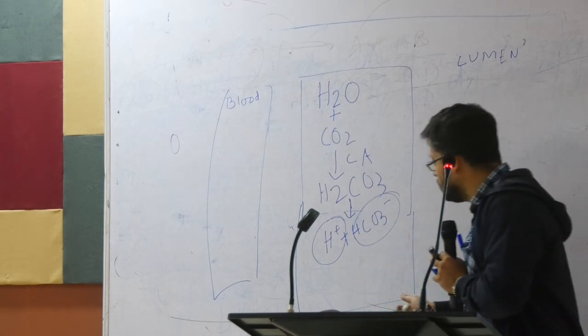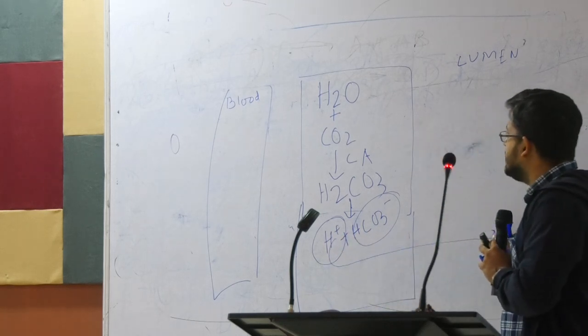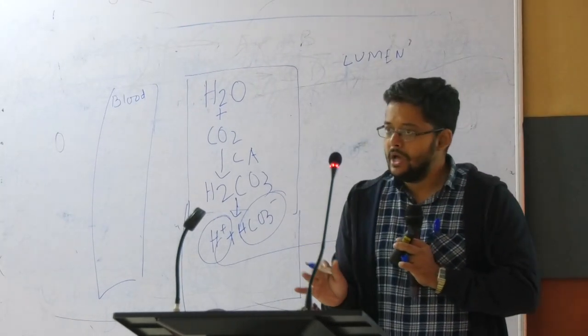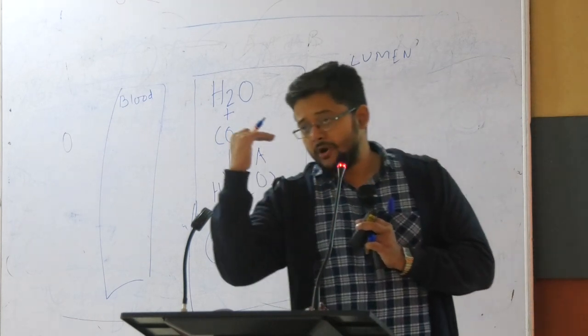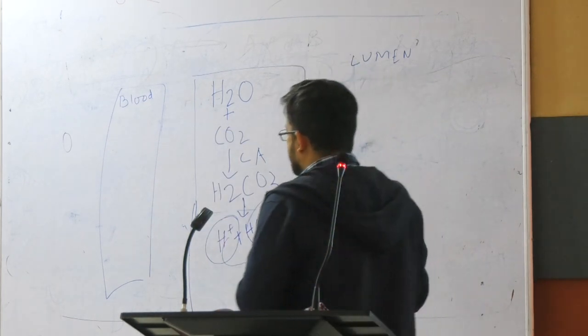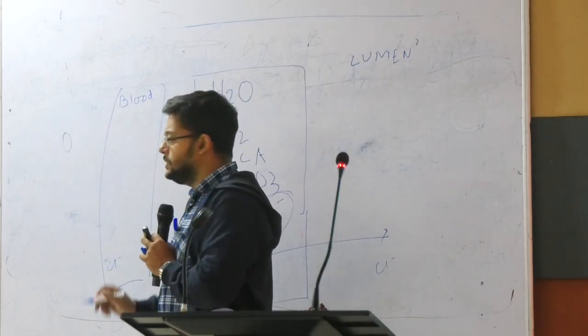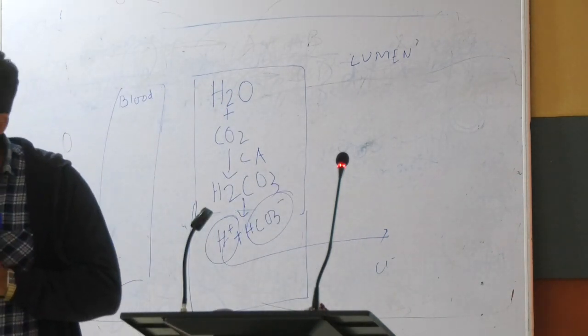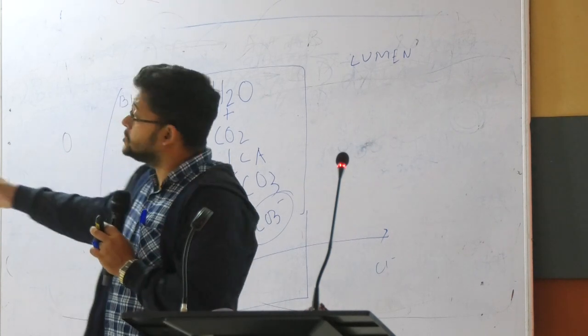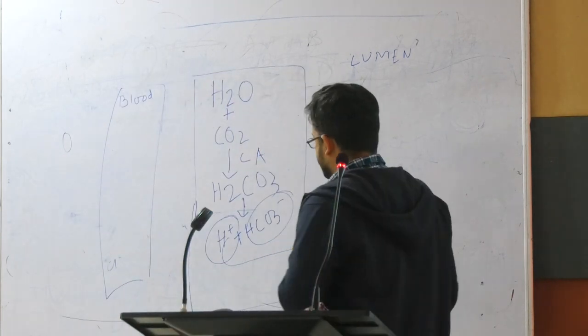So this H plus we need to send to the lumen somehow, and we also need some chloride over there. Now from where will this come? This chloride will come from the blood, because we know in blood there is one very common anion, chloride. Now we need to transport this chloride to the lumen. How is that happening?